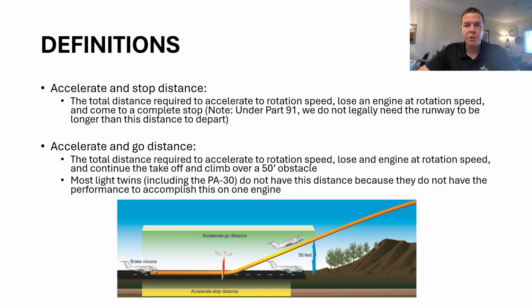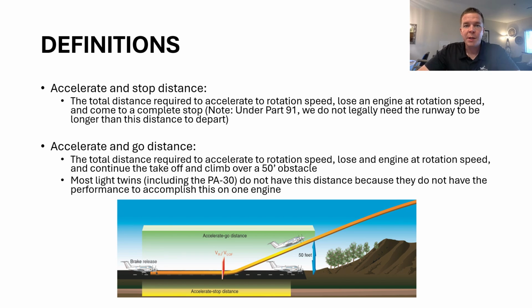This is the total distance required to be stopped on the runway, accelerate to rotation speed, lose an engine at rotation speed, and then come to a stop on the remaining runway. Under Part 91, we can legally take off on a runway shorter than this distance.